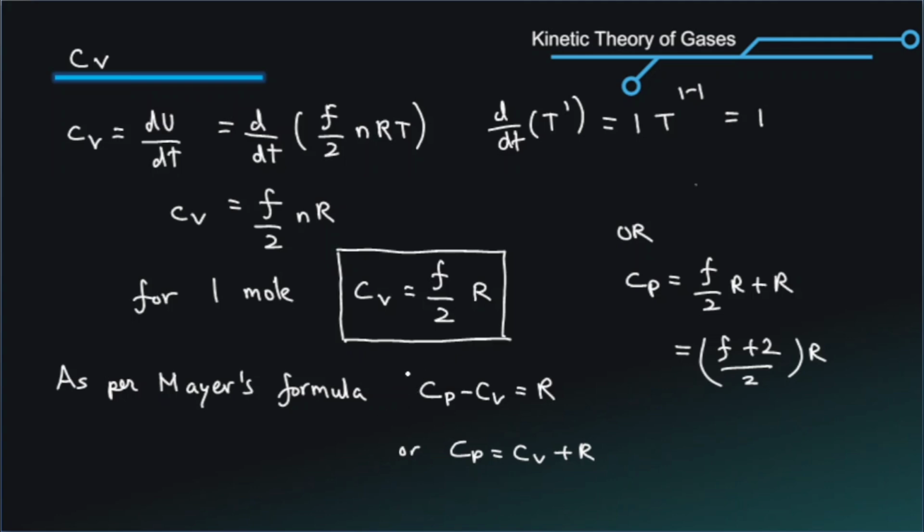And if you have gone through your book, there is something called Mayer's formula. That means Cp minus Cv equals R. यहाँ से you can deduce that Cp equals Cv plus R. That is always the case. So Cp equals CV प्लस R. CV का वैल्यू हमने 1 मोल के लिए क्या ऑब्टेन किया है, F/2 R प्लस ये जो R एज इट इज़ आ जाएगा. So (F plus 2) by 2 into R, that is the value of Cp, right?